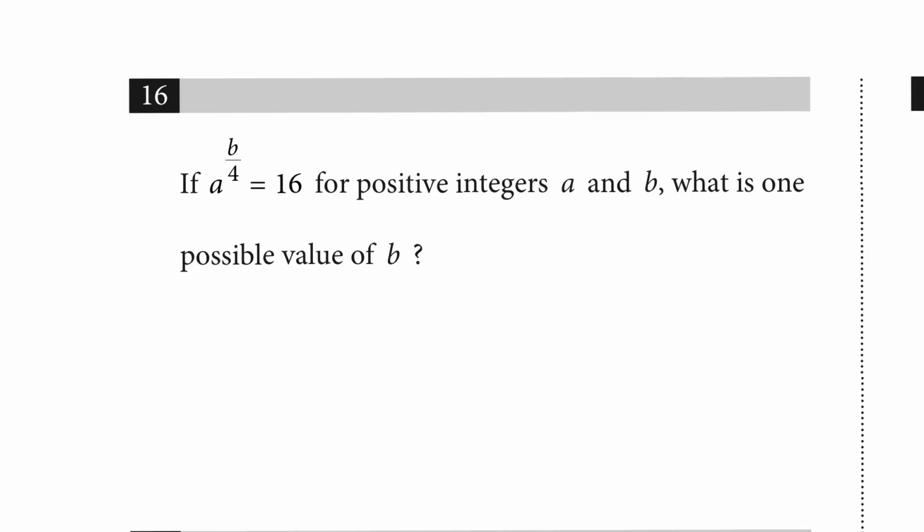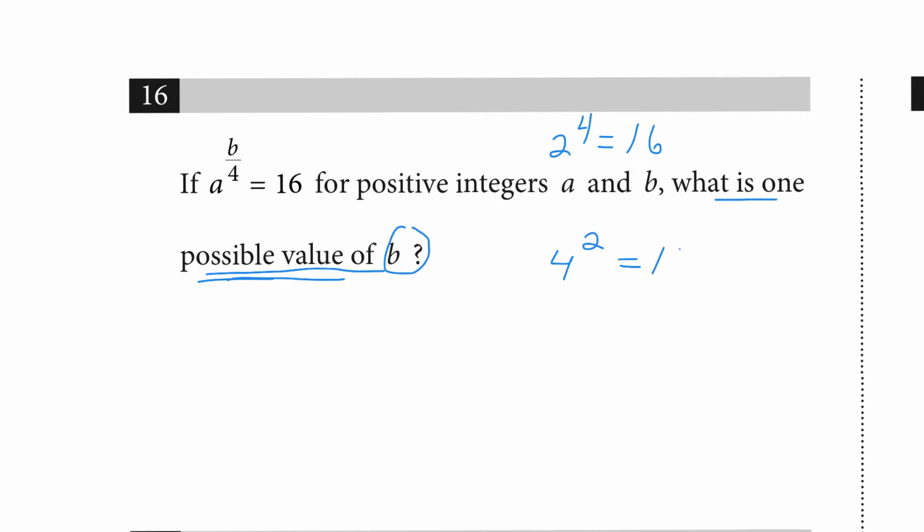Okay, problem number 16 says if A raised to the B over 4 power equals 16 for positive integers A and B, what is one possible value of B? So we're looking for possible values of B. So when it says possible values, and this is in the gridded section, there's more than one answer, and you only need one answer. So I can think of 4 squared as being 16, and there's other combinations. 2 to the 4th is also 16. And maybe 4 squared is the more common one.